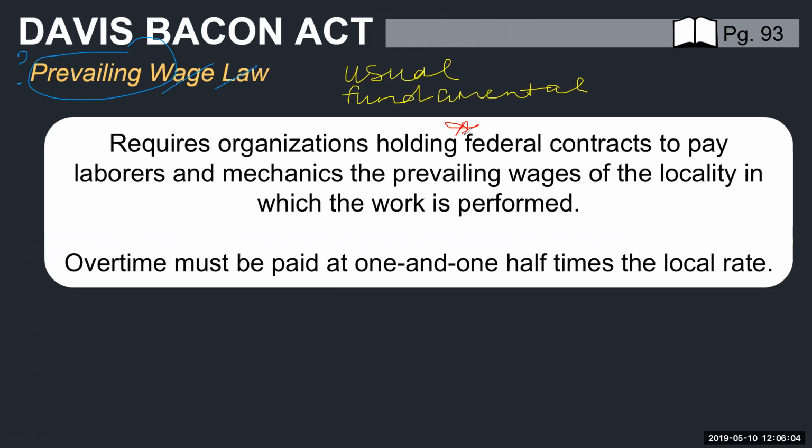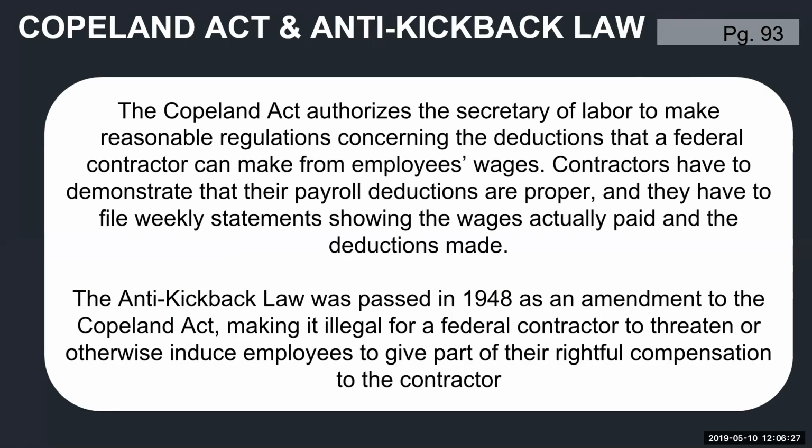That being said, the Davis-Bacon Act, or the prevailing wage law, also says whatever that prevailing usual going rate is, we also are going to acknowledge overtime is going to be paid 1.5 times that regular rate of pay. That regular rate of pay is that prevailing wage. So it's pretty subjective. Then we move on towards the bottom of page 93 to the Copeland Act.